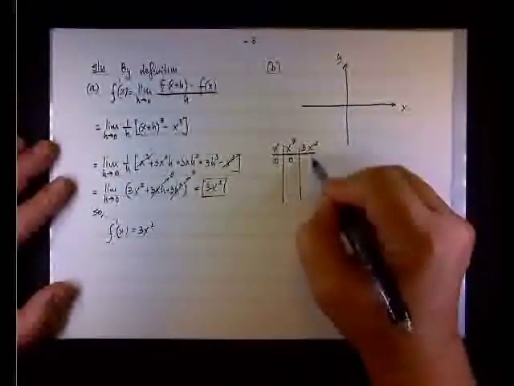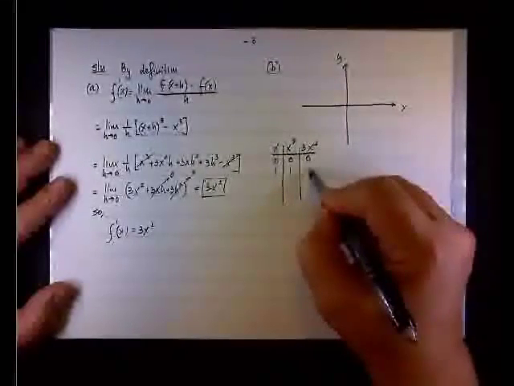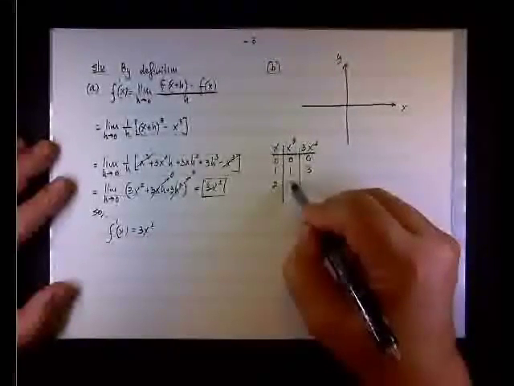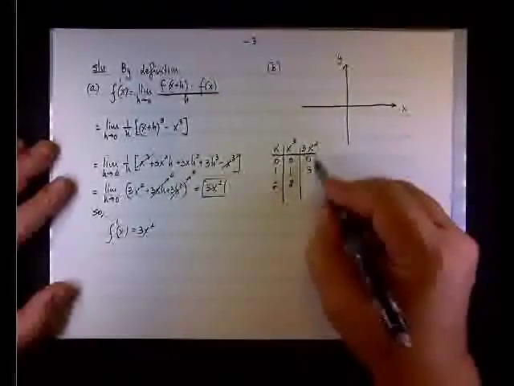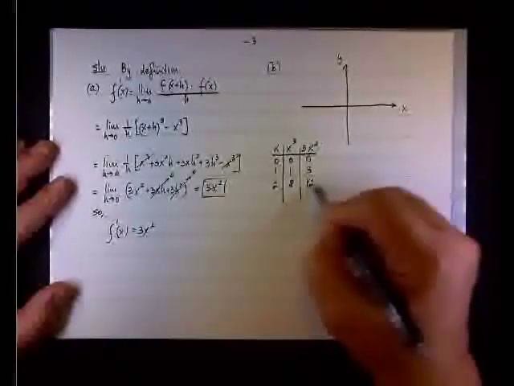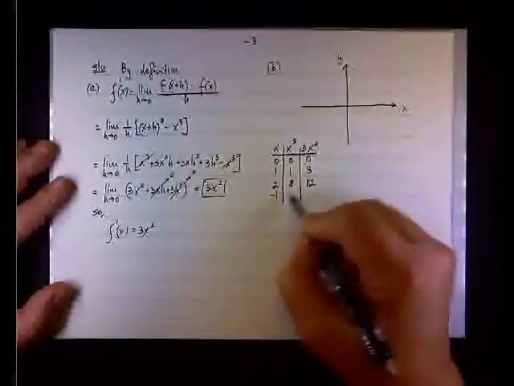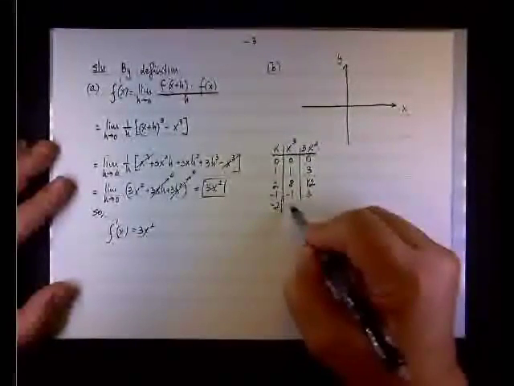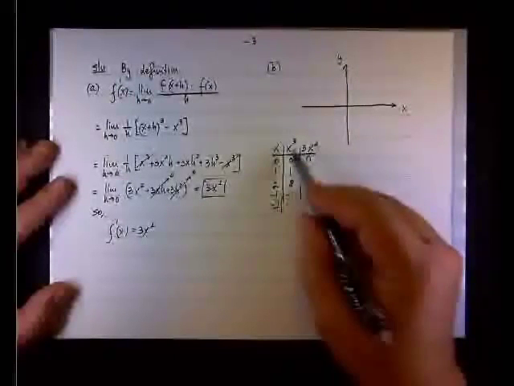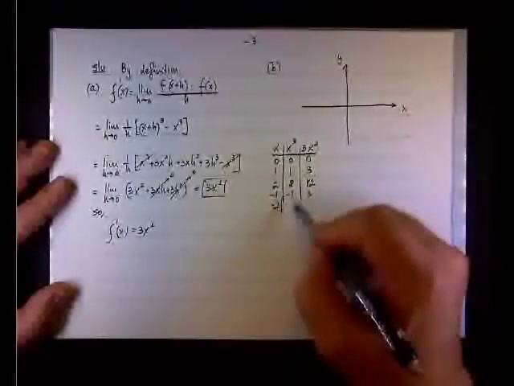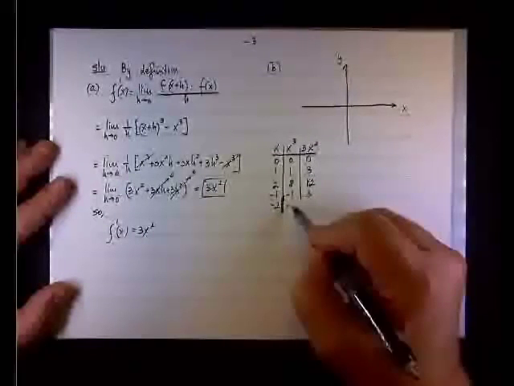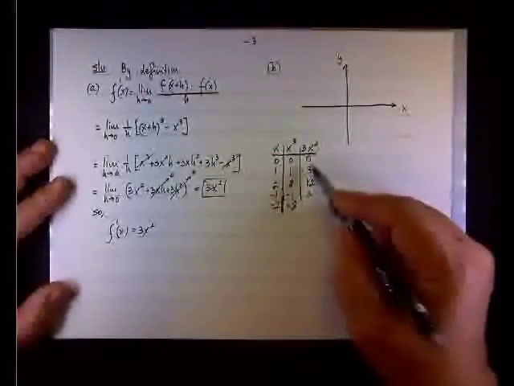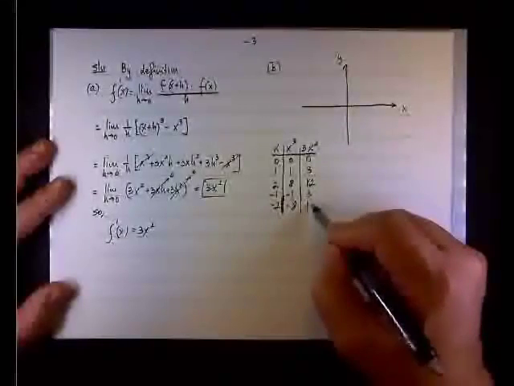For 0 we have 0, 0. For 1 we have 1, 3. For 2 we have 8, and here we have 12, right? For negative 1 we have negative 1 but positive 3. For negative 1, cubed is negative 1, I wasn't wrong. And negative 2 cubed is negative 8, but negative 2 squared is 4, so we still have 12.